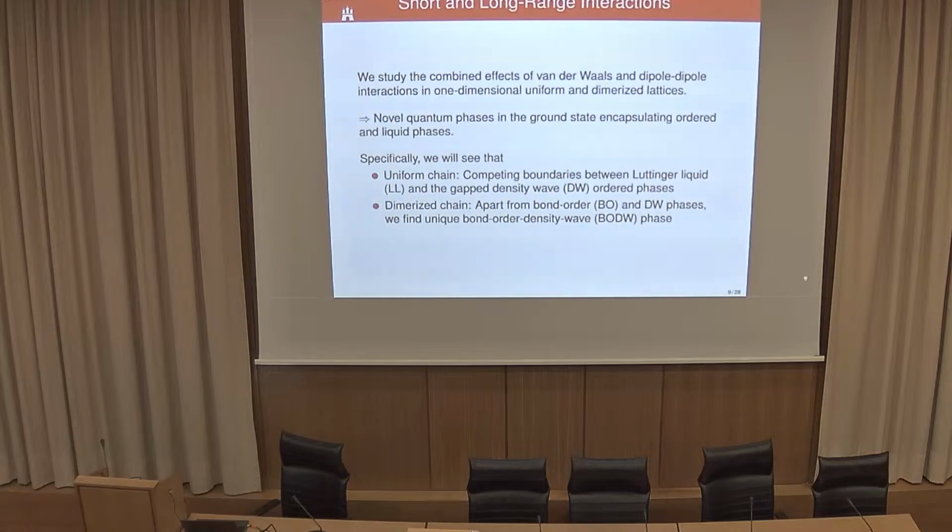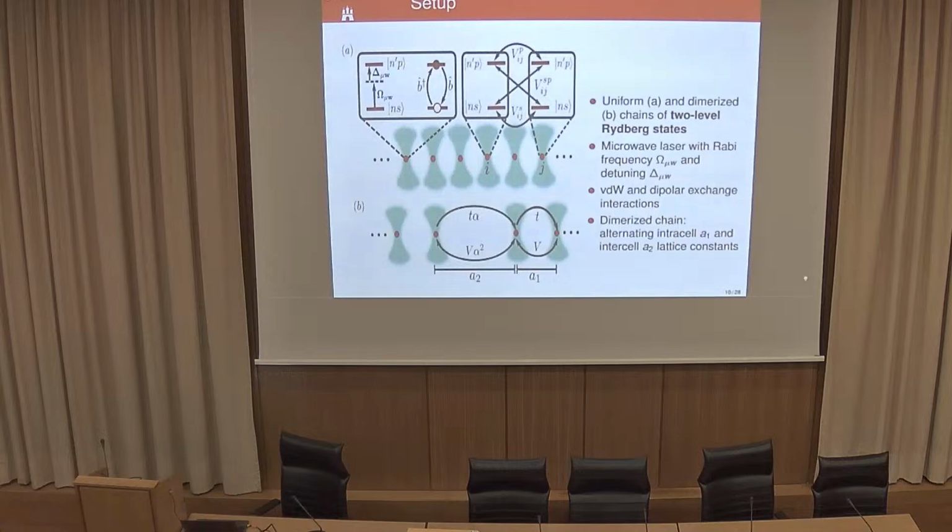That is so far not possible in any existing platform on the Rydberg side. You'll see here, this is possible, that we can tune this phase. Then I will move to a dimerized chain, and apart from the well-known bond order and density wave phases in this system, there's a new hybrid type of phase which has both bond order and density wave. That is called BODW. So what is the setup?